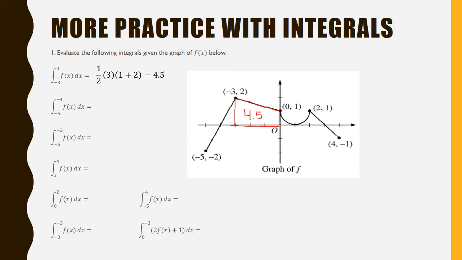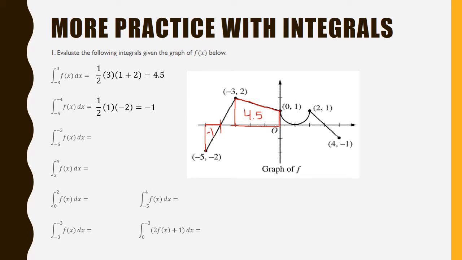Alright, the next one is the integral from -5, here's -5, to -4. And this is a triangle, but it is entirely below the x-axis. Therefore, it should be a negative area. And so what I did there is I had said 1/2 base times height, and I just used a negative height to give me the negative area. So this area right here is -1.